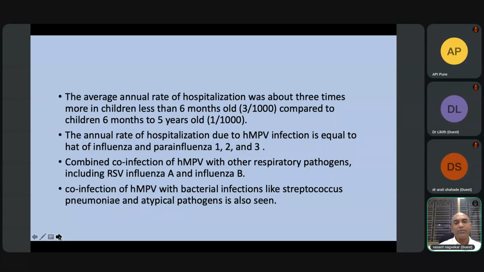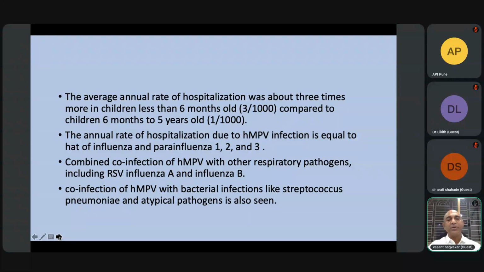The annual rate of hospitalization due to human metapneumovirus infection is equal to that of influenza or parainfluenza 1, 2, or 3. Co-infection of human metapneumovirus with other respiratory pathogens is also seen, especially human metapneumovirus and respiratory syncytial virus together. In one of the slides, I'll show you that when you have two viruses together, both coming from the same group, the risk for ventilation or severe ARDS is much higher in those populations.